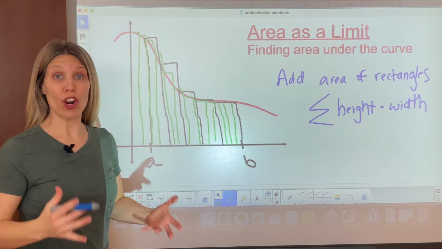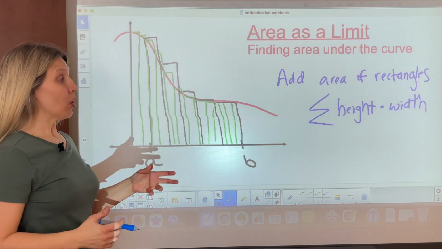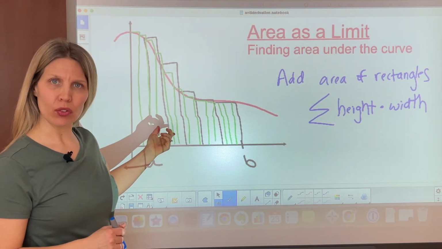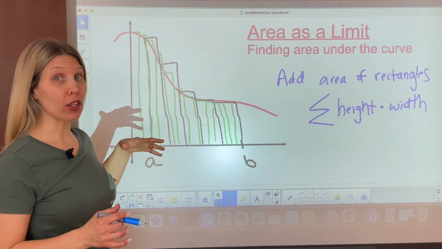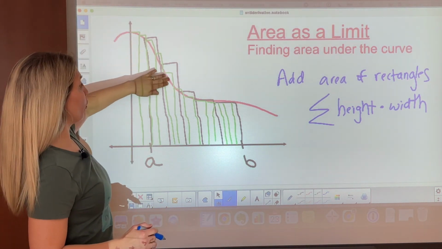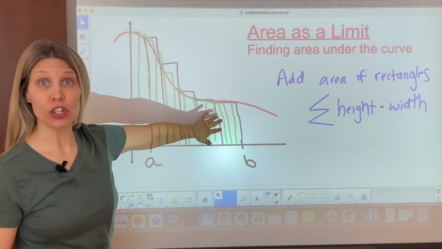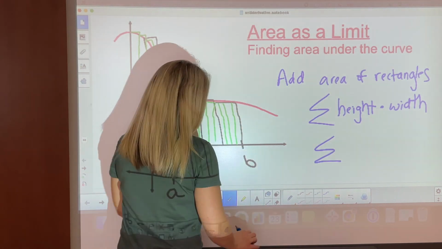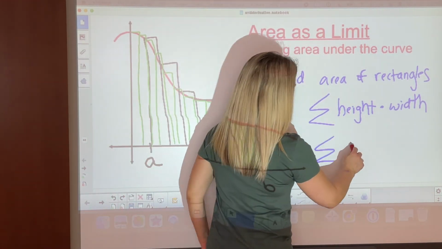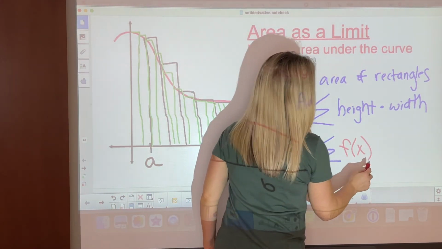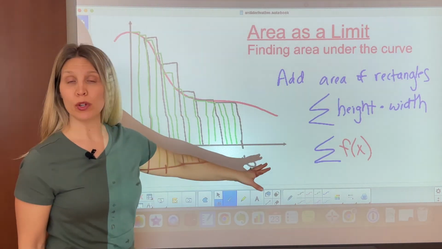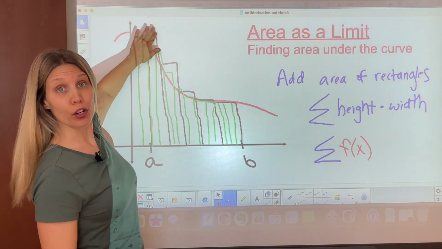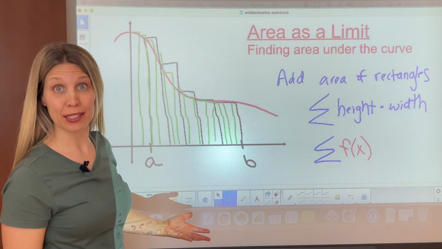We just want to add all of those up. So, what is the height of these rectangles? Well, hopefully you see that the height of what we want is the function that we're given. So we're going to sum up, and the height of our function is your f of x, right? Because when you plug in a value for x, you're going to get that y value for your function, and that will give you your height.